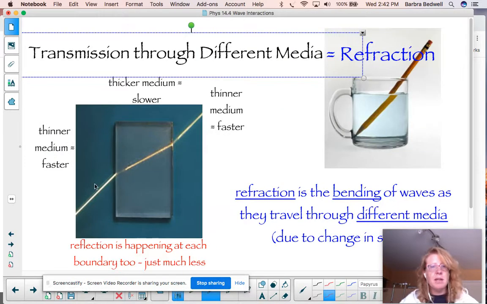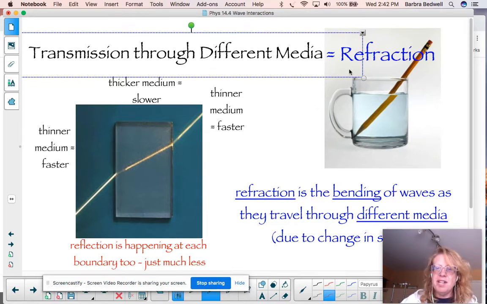So as I alluded to, this other mode, this is phenomenon number 3, is not reflecting off a boundary, but transmitting through a boundary and changing some of its behavior because it's changing what it's going through. This is called refraction.